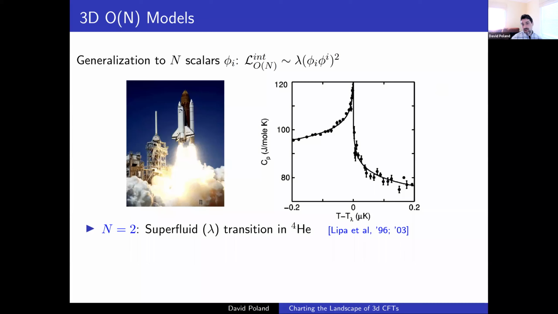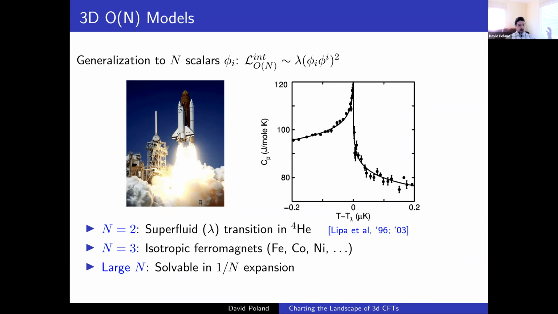There's fairly precise experimental data which was taken aboard a space shuttle mission in the 90s. They put a sample of helium-4 up into space and measured its heat capacity as you cross the superfluid transition. These data points on the right show the heat capacity as a function of temperature as you cross over the critical temperature. From this kind of data, you can extract power law behaviors, which give you critical exponents, and then you can potentially compare those to constraints from the Bootstrap.